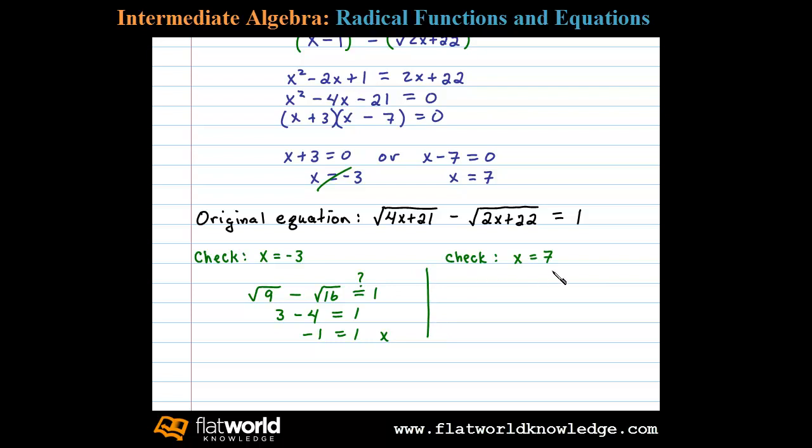Next, we'll check x equals 7. Substituting 7 into the original equation, we have 4 times 7, which is 28, plus 21, leaves us with the square root of 49, minus 2 times 7 is 14, plus 22 is 36. So we have the square root of 36, and we need to see if that equals 1. And here we can see 7 minus 6 certainly does equal 1, and we get a true statement. So x equals 7 is our only solution to this equation.